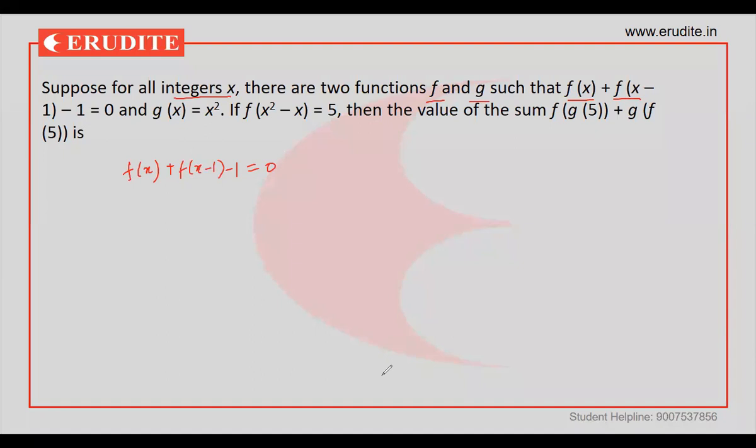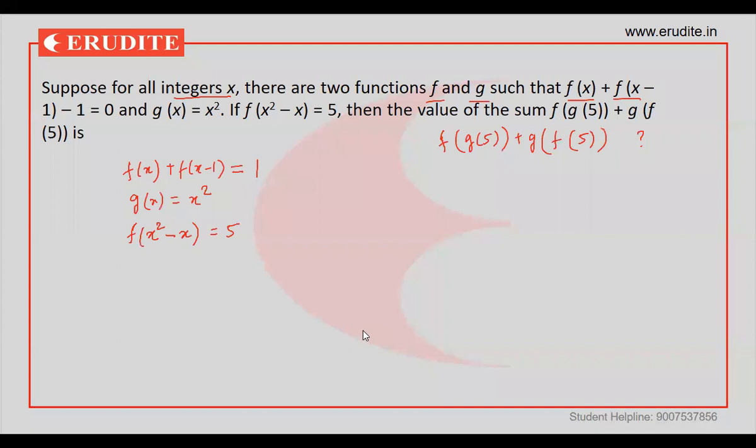So in the next step, what I can do here is I just bring this minus 1 to the other side and rewrite this equation like this. Fine. Second equation is given that f(x) plus g(x) equal to x square. And the third function is given that f(x) square minus x equal to 5. We have to find out the value of f(g(5)) plus g(f(5)). This value we have to find out.